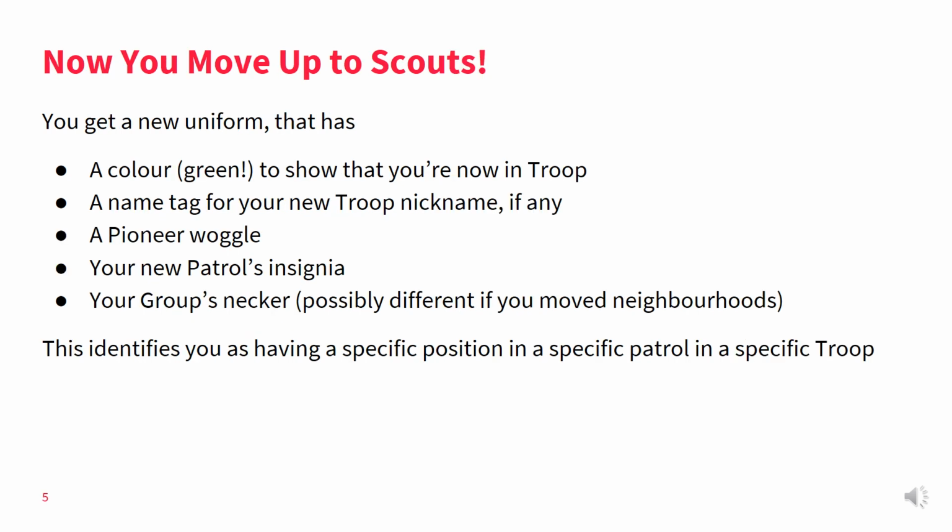But now you finally finish up with the pack and you move up to Scouts. As part of this process, you get a new uniform. Now the shirt is green to show that you're in troop. Whether you're a howler, a tracker, or a runner doesn't matter anymore because now you're in troop, you get a pioneer woggle. And you're going to be assigned to a new patrol, so you're going to have a new patrol insignia. You might even have a new necker if you move to a different group. And again, all of this information identifies you as belonging to a specific troop, and in that troop, having a specific role.